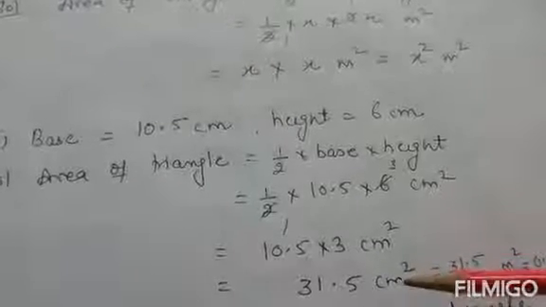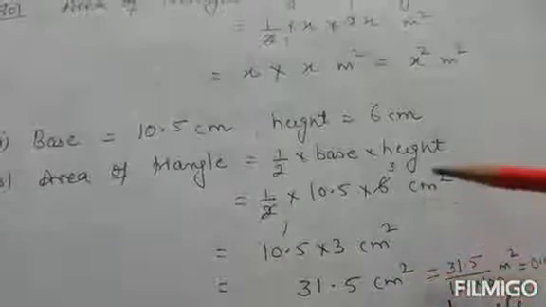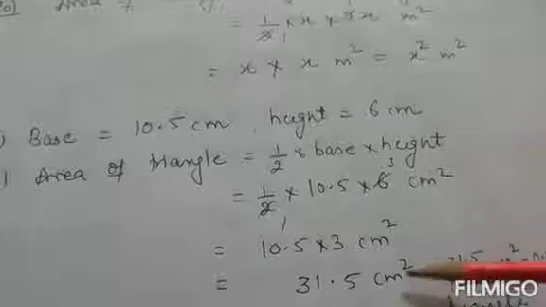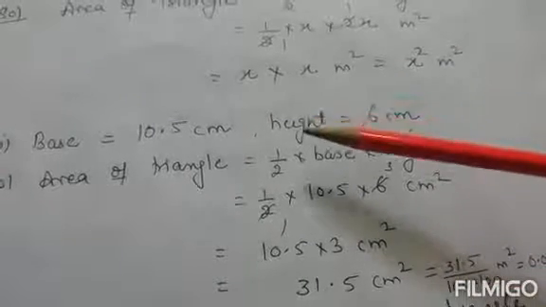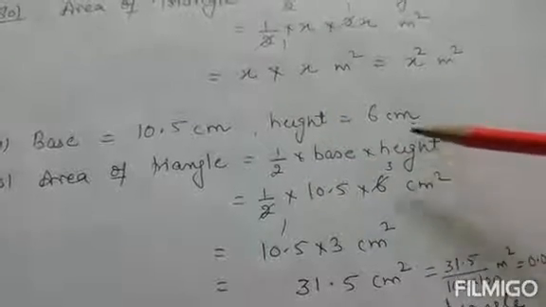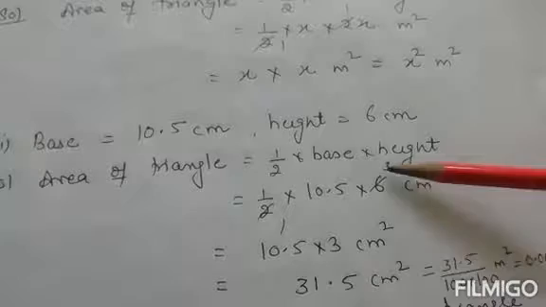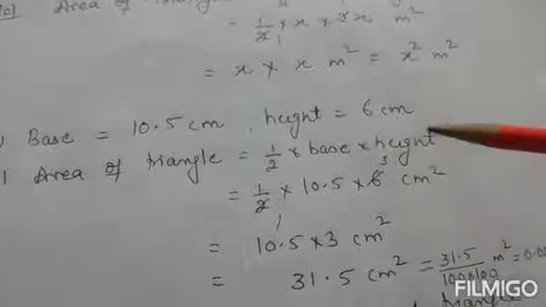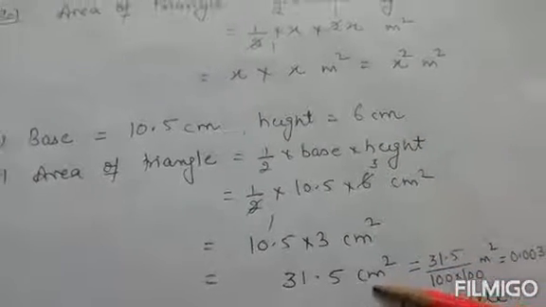And students, if you want to give your answer of area of triangle in meter square, then either you convert both the dimension base and height, which is given in centimeter, into meter first and then put them into the formula, or you can do the conversion in the end as well.